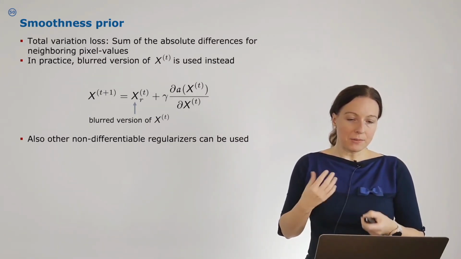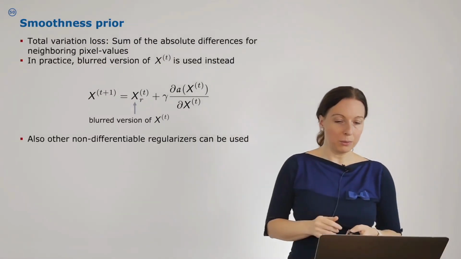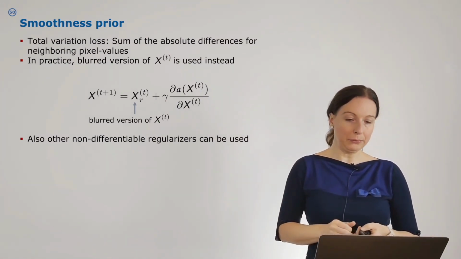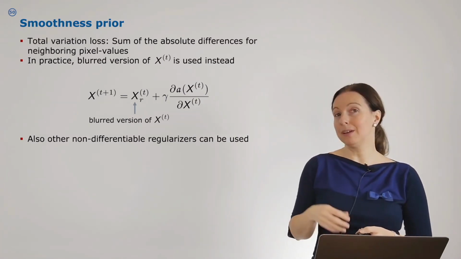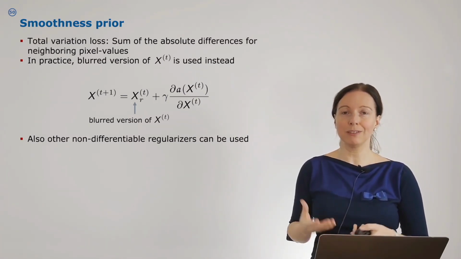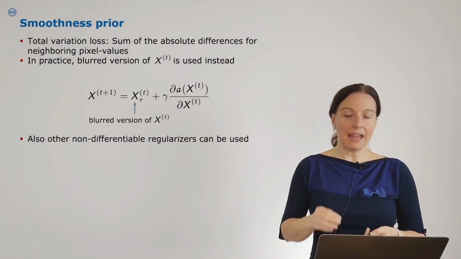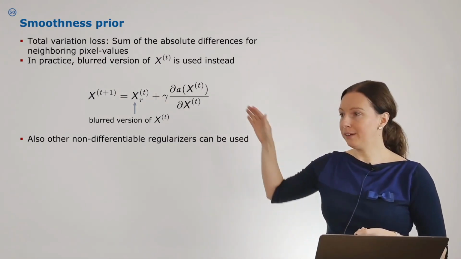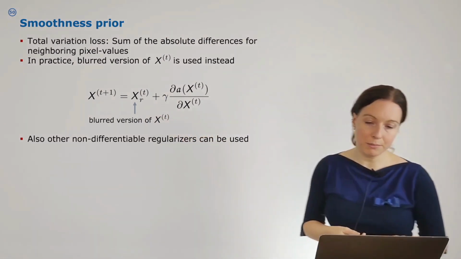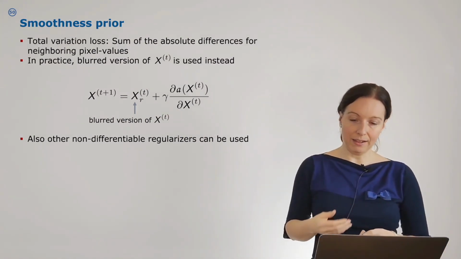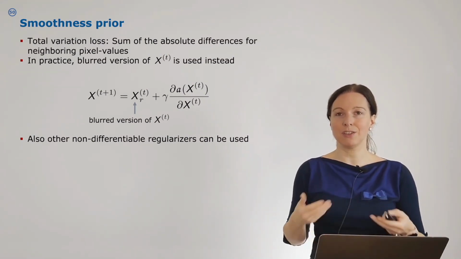However, in practice we do not always compute this term. There's a very simple trick we can do. We do not compute the analytical gradient, but instead we utilize a Gaussian blur kernel, which also causes smoothness. In every iteration step, we blur the current image a bit and continue with the algorithm, which is a very fast implementation of such a regularization, such an image prior.